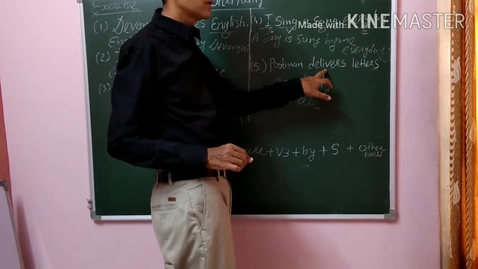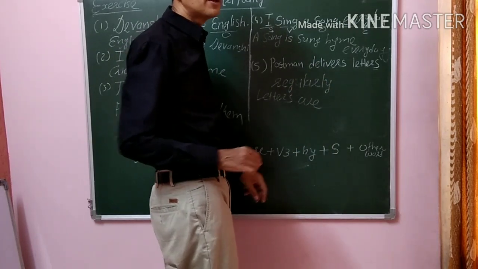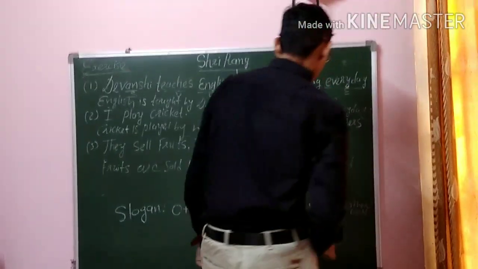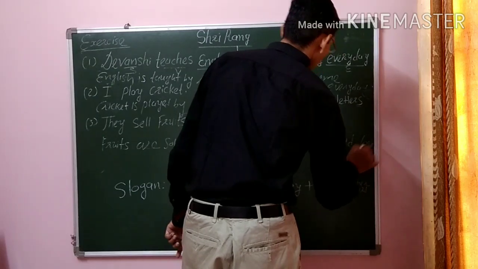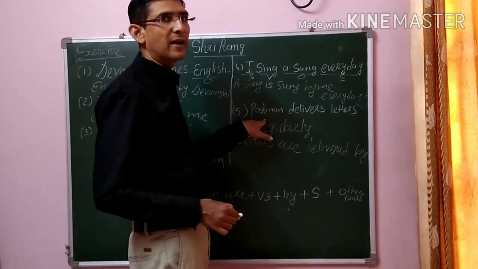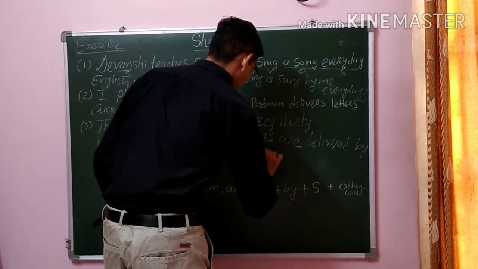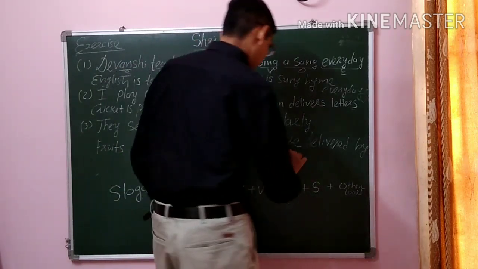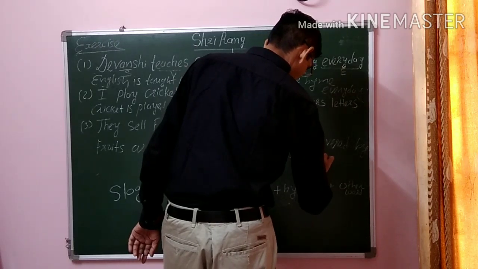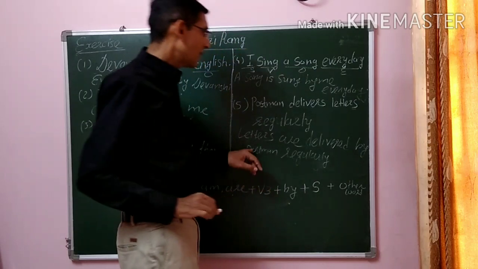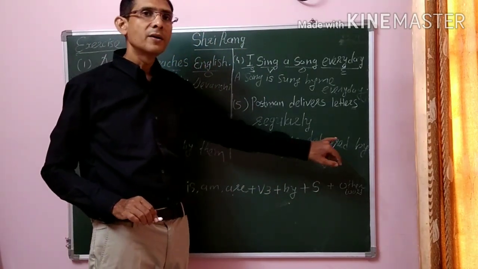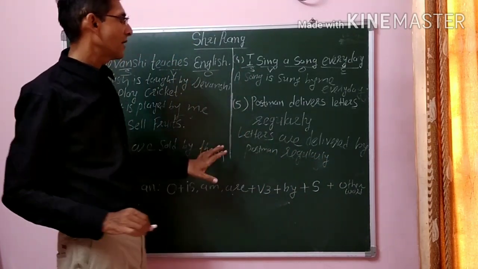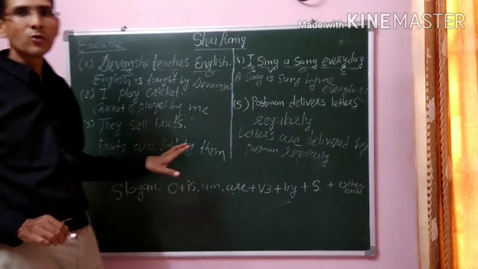Then delivers. The third form of delivers is delivered. Then by. Then the subject. The subject is the postman. And then the extra word. The extra word is regularly. So the answer is: letters are delivered by the postman regularly. These are very simple exercises. You can do it now.